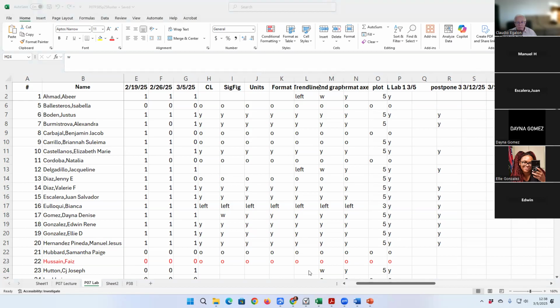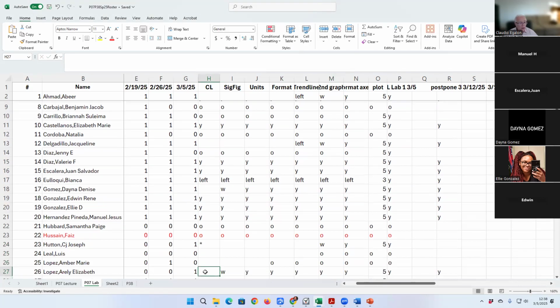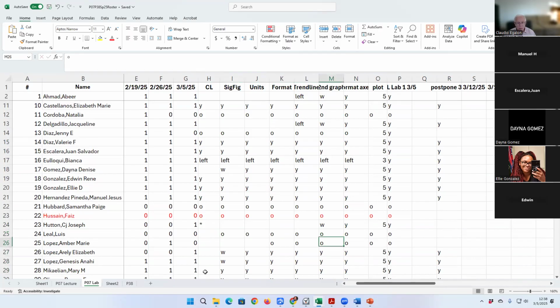Okay, I'm not hearing from CJ. I'll put a star here. Luis Leal is not here. Amber is not here, right? Elizabeth Lopez. Two Elizabeths, right? One Lopez and the other Elizabeth Castellano. Is Elizabeth Lopez there? Well, I put it left. Genesis, are you there, Genesis? Her middle name is Elizabeth. Oh, okay, thank you. But what happened to her? She left, right? Okay, thank you for pointing that out.